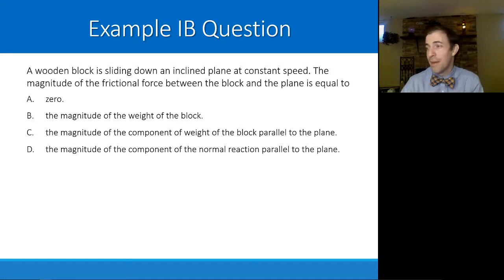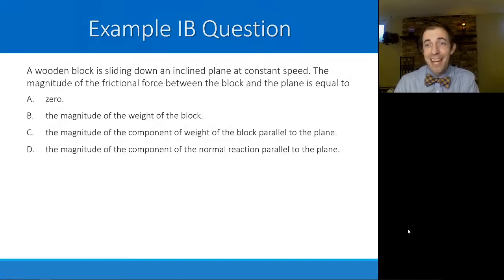This question comes up every once in a while, saying something like: a wooden block is sliding down an inclined plane at a constant speed. Constant is important. The magnitude of the frictional force between the block and the plane is equal to either A, 0, B, the magnitude of the weight of the block, C, the magnitude of the component of the weight parallel to the plane, or D, the magnitude of the component of the normal reaction parallel to the plane. A, B, C, or D, which one of these is the best answer?